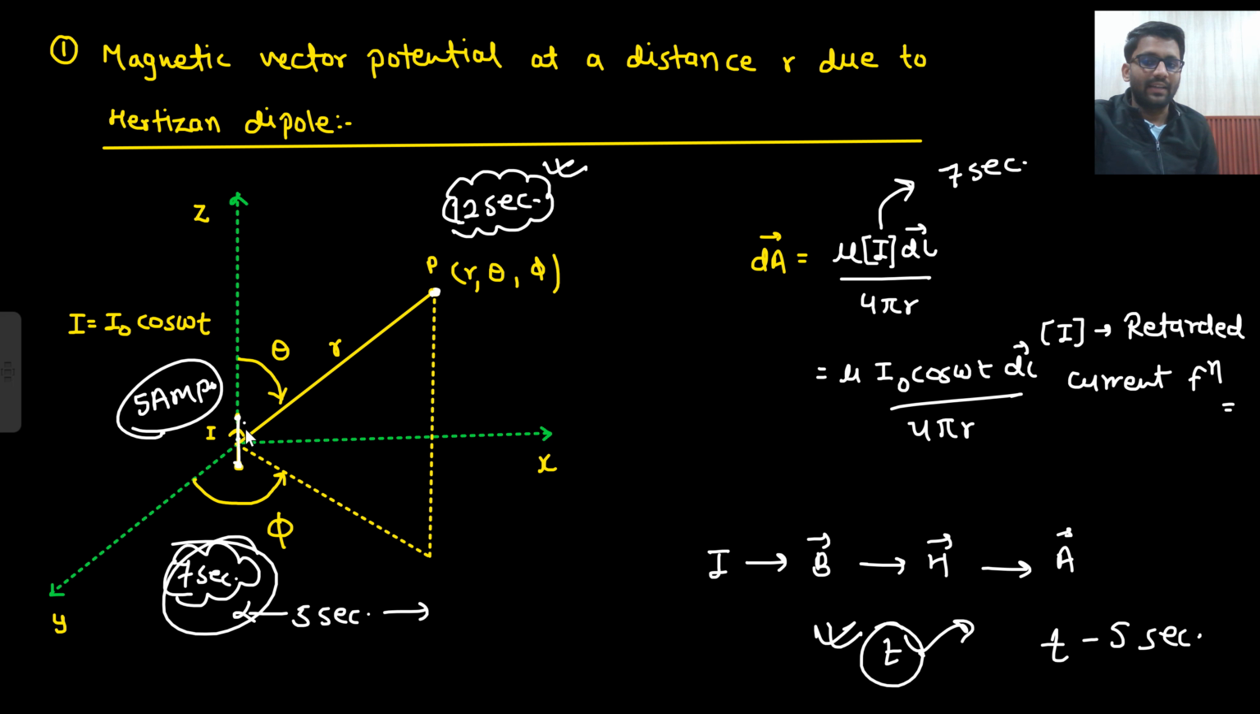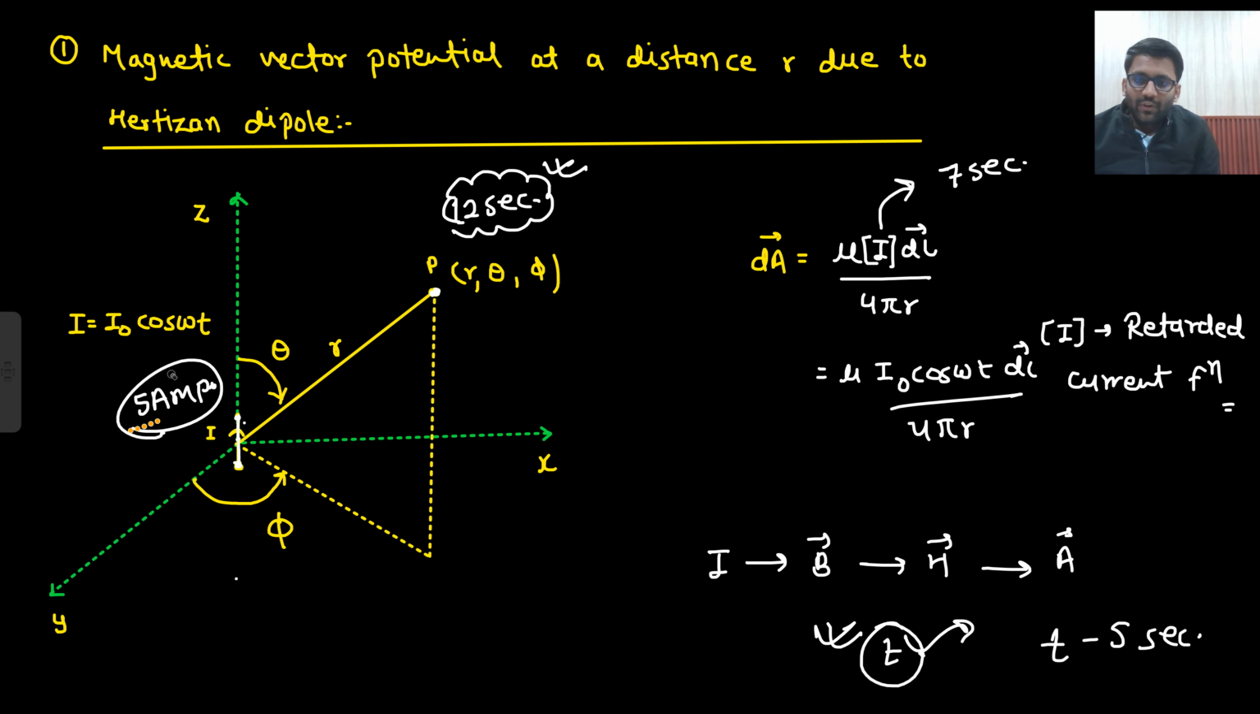Similarly, what I said here is that at the time 7 seconds the current was 5 ampere, but this took a time of 5 more seconds to reach here. That means at 12 seconds you are getting the value of magnetic vector potential because of this current of 5 ampere, which was flowing at 7 seconds. So there is a delay of 5 seconds, the time it took. I hope you got the point.